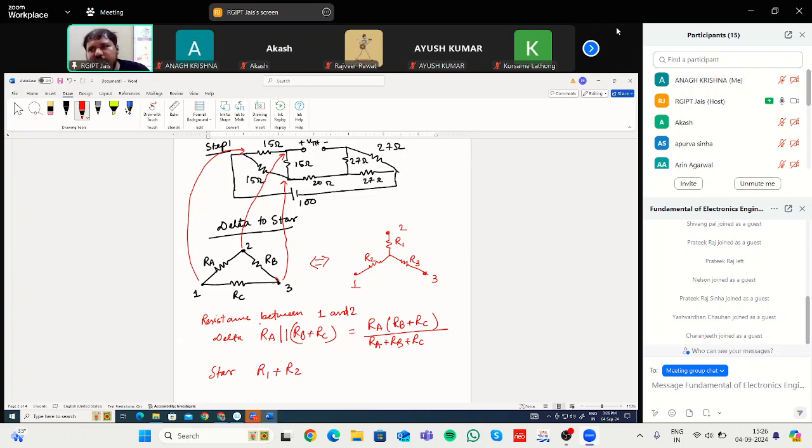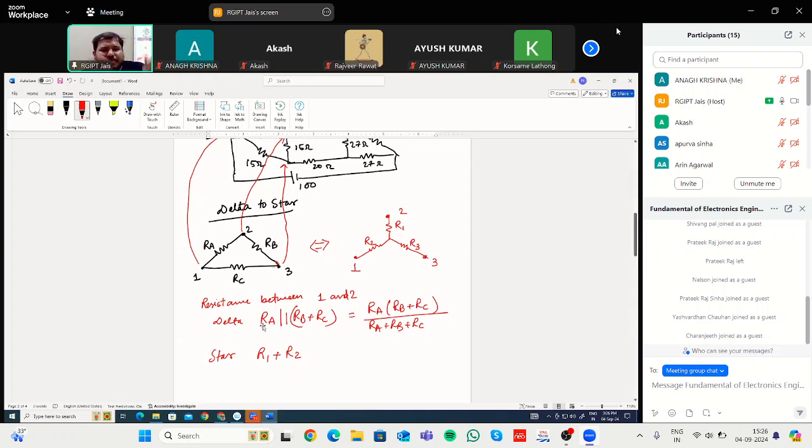Let me know if this is clear or not. For star and delta, I am trying to find the resistance between the two terminals 1 and 2. Now I am telling you that these two are equivalent. To be equivalent, the resistance between the 1 and 2 terminals should be the same for both circuits. Whatever the internal configuration, whatever the values of RA, RB, RC, or R1, R2, R3, the resistance between any two terminals will remain the same.